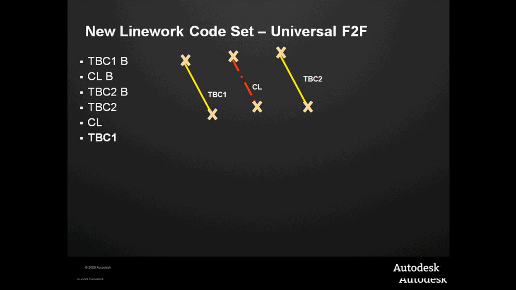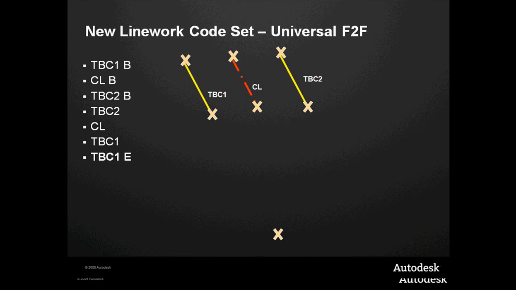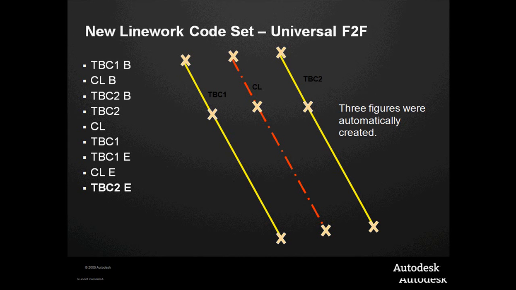You can have as many lines running as you need to. We can continue on. In this case, if we wanted it to end, we would say that's the last shot on the back of curb 1. We'd say E, step out in the middle of the street, end the center line, step over to the other side, end that one, and all 3 figures would have been created for us automatically.